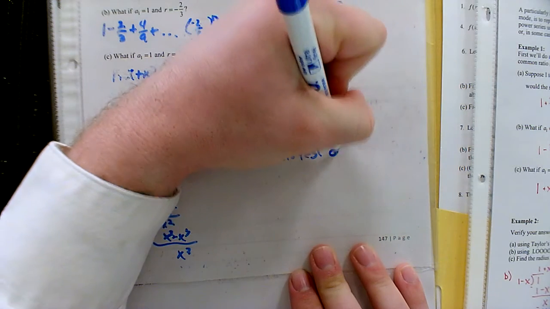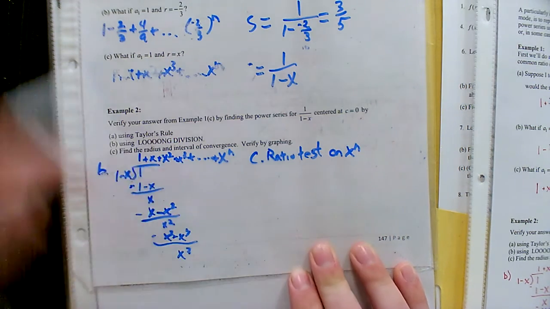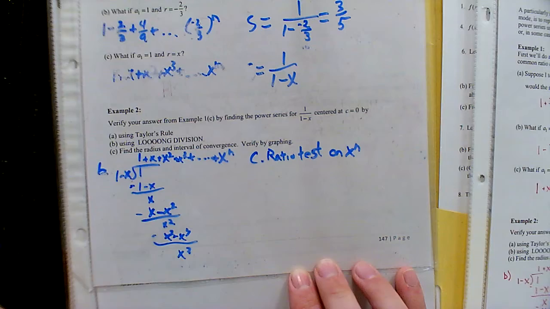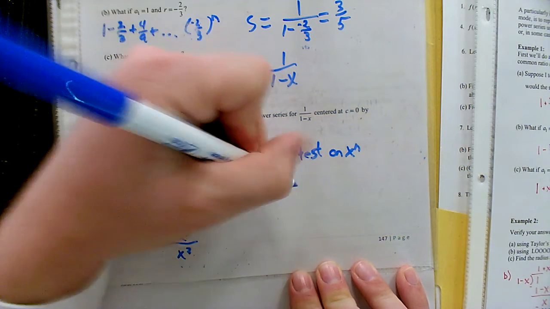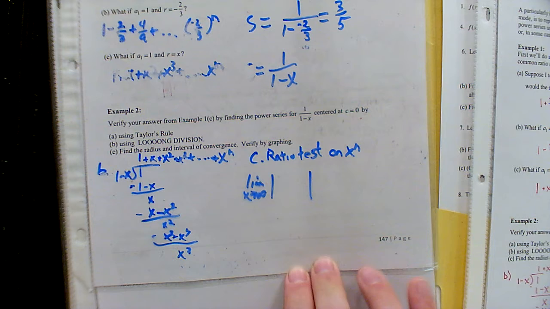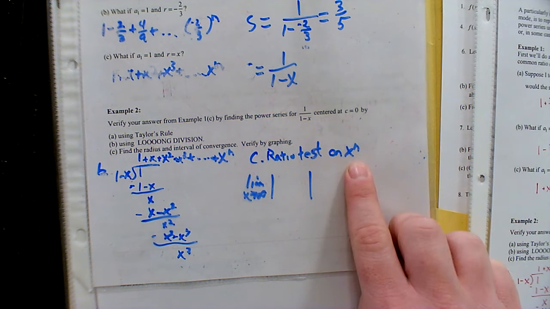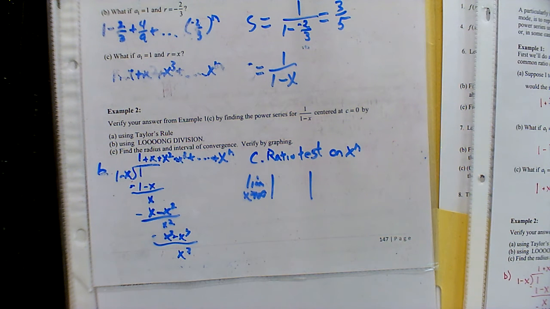We're going to do the ratio test on x to the n. That's what we're looking at, the x to the n. So we take the limit as n goes to infinity of the absolute value of what? Using the ratio test, and we're doing the ratio test for x to the n, so what goes in the absolute value?